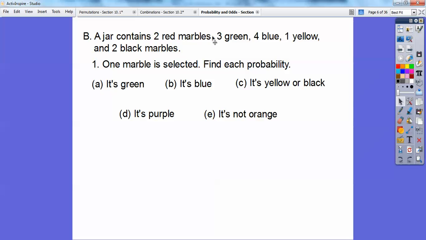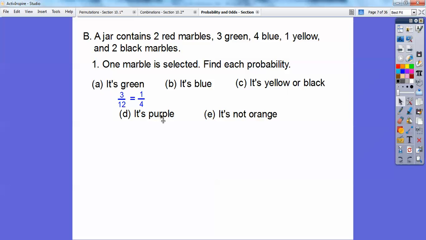Find each probability. All right, so you have to count up how many marbles are in there. So here's 2, so here's 5, 9, 10, 11, 12. There's 12 marbles. That's the bottom number. So what's the probability I pull it out and it's green? Okay, there's 3 green ones out of 12 total, so 3/12. Of course, reduce that to 1/4.